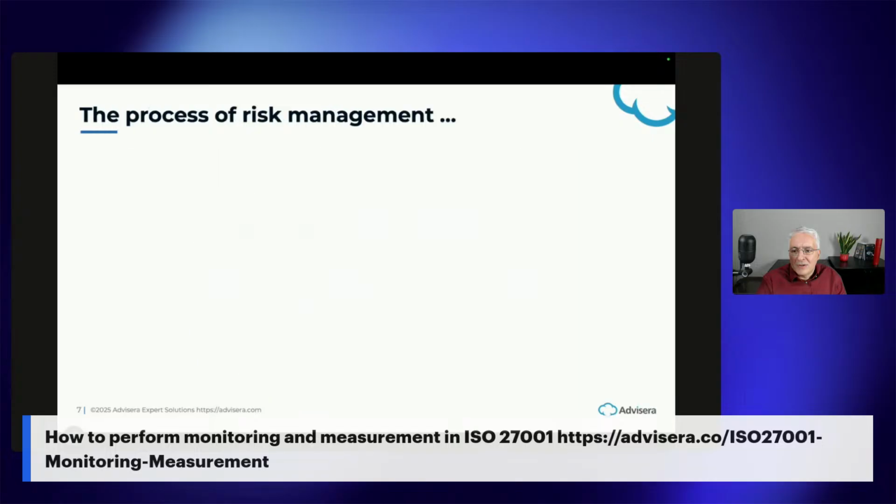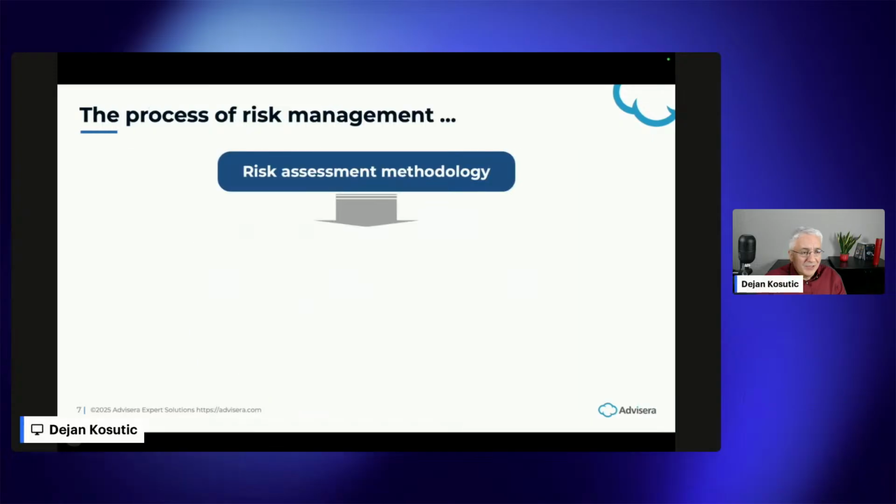Okay, very well. Now let's move on to this process, these 5 steps of risk management according to ISO 27001. First, you have to define the risk assessment methodology, and this is basically the document which describes how you're going to organize this process and what the basic rules are.